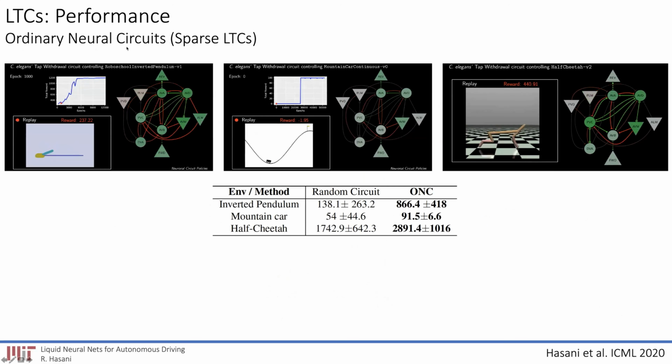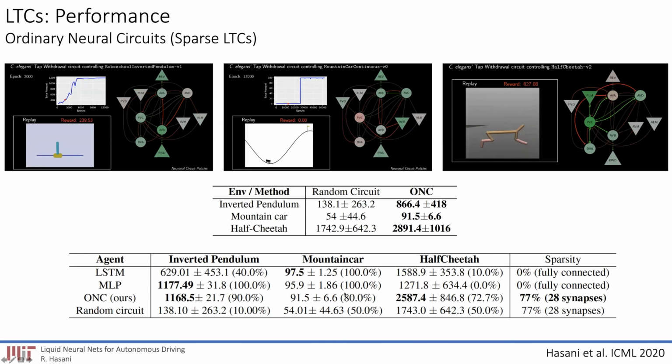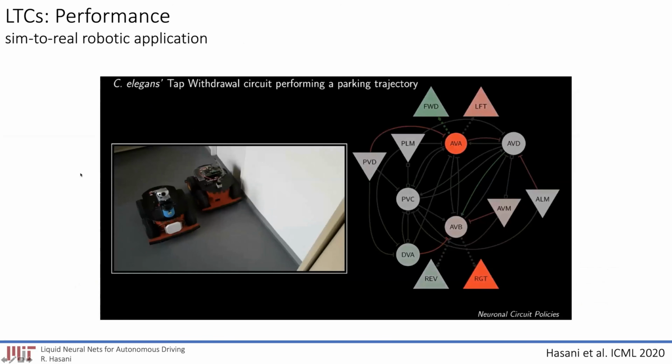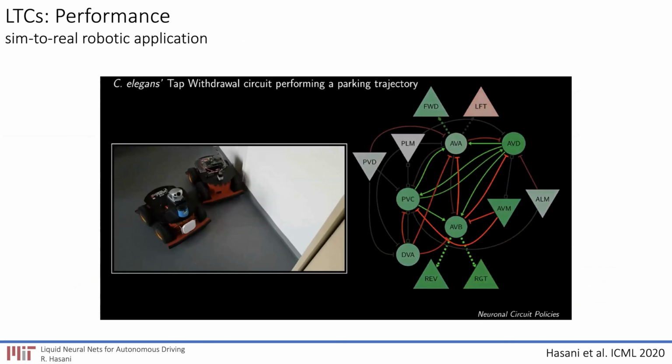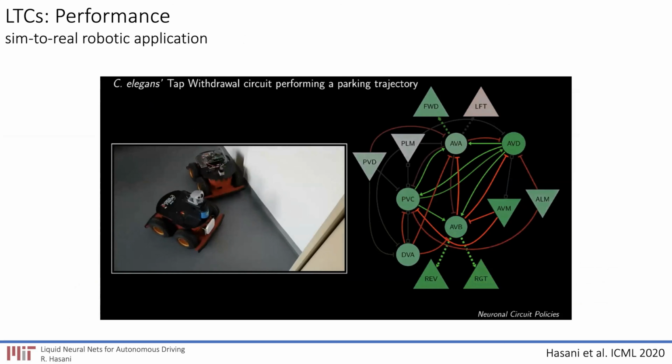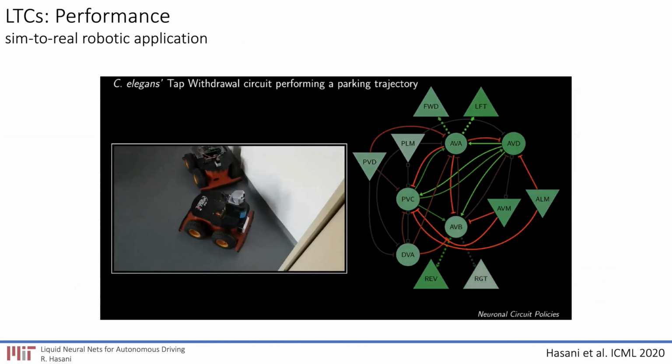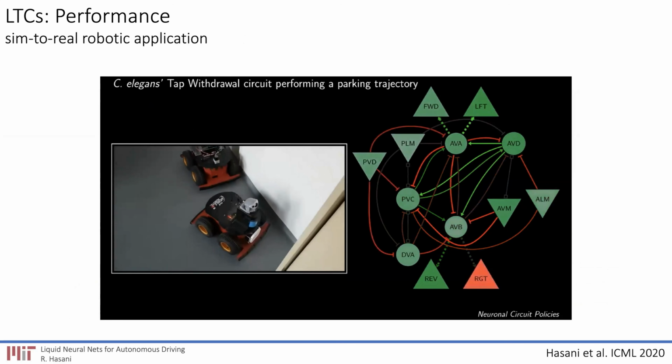which we call neural circuit policies. In simpler tasks, with 77 percent sparsity and 6 nodes, you can actually beat a larger LSTM or a larger RNN network. You can perform parallel parking with this 6 node network, basically, from state information.